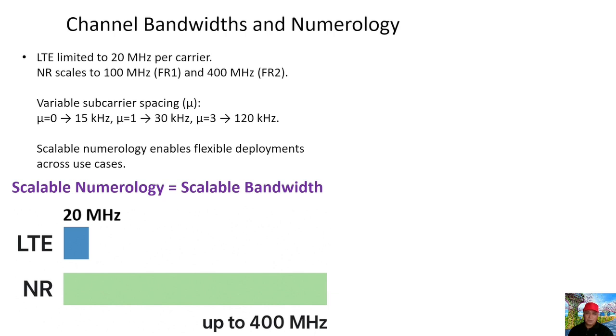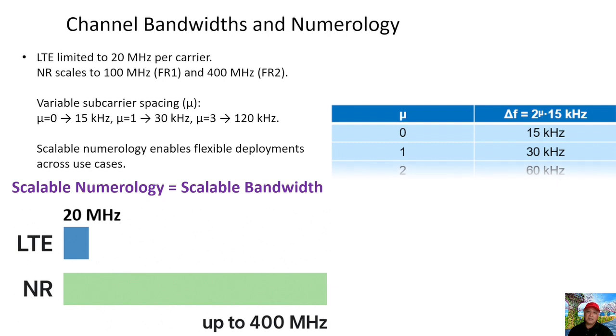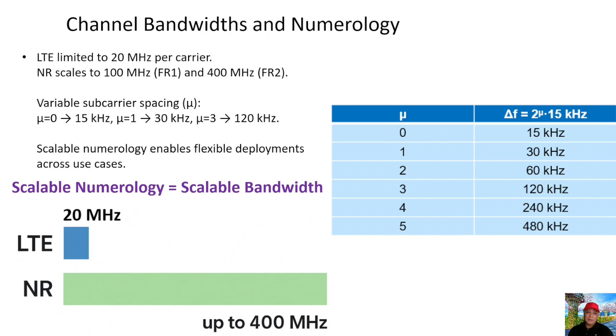New Radio also introduces variable sub-carrier spacing called numerology, the mu. For example, if mu equals 0, the sub-carrier spacing is 15 kHz, like LTE. If mu equals 1, the sub-carrier spacing is 30 kHz. And if mu equals 3, the sub-carrier spacing is 120 kHz, which is used in FR2. This allows New Radio to adapt efficiently across frequencies, latency targets, and deployment types.